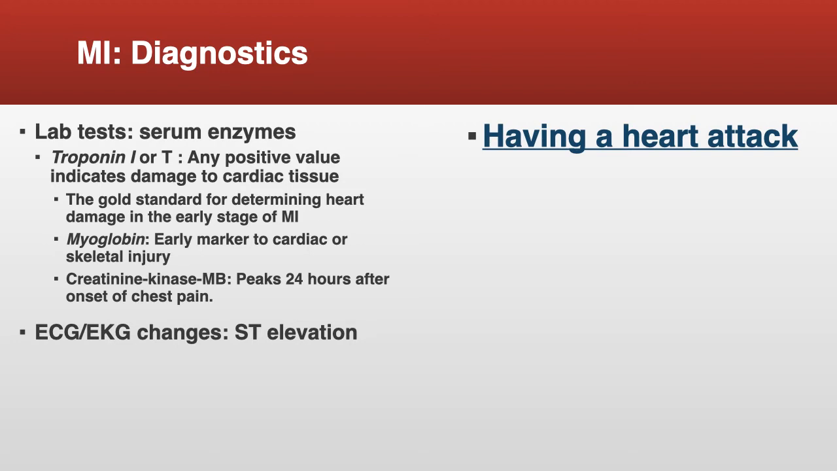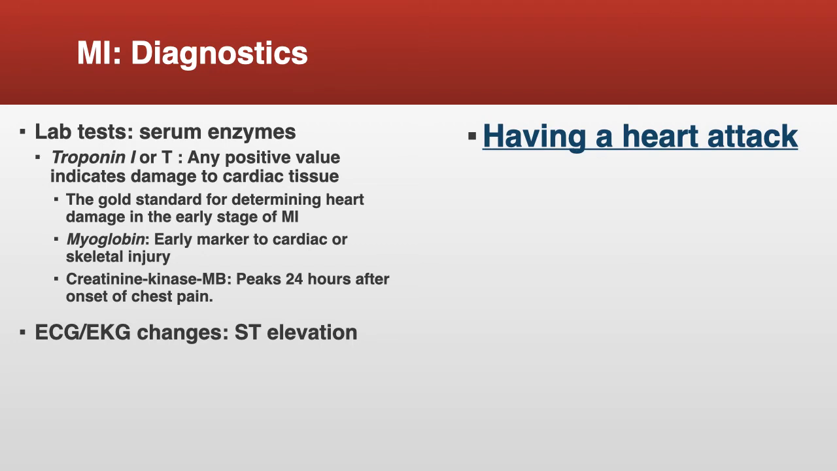So to diagnose an MI, we look at some serum blood work. First of all, we're going to look at the troponin I and the troponin T. A troponin I, anything greater than 0.035 is pretty much indicative of an MI. With your troponin T, anything greater than 0.1 is going to be indicative of an MI. And that's kind of your gold standard for determining an MI.